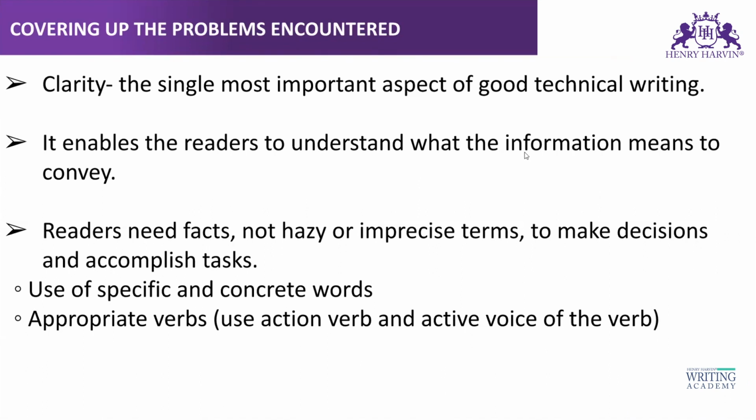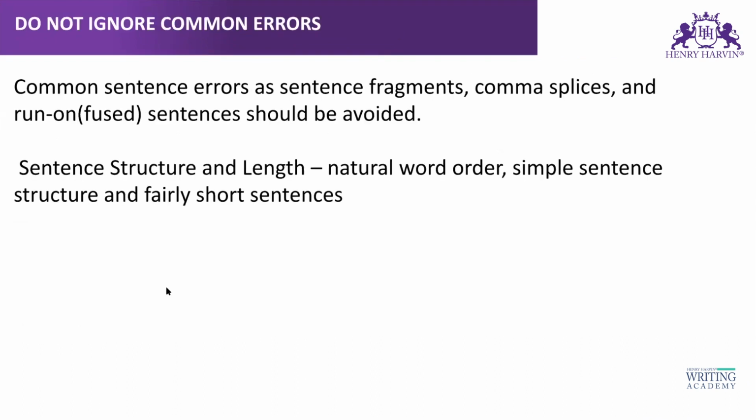There could be instances wherein you wanted to inform the customers, but the kind of information or sentences you wrote made the sentences very complicated, so people didn't understand. That's why we need to make sure that whatever information we want to give to the customer, he's getting that. Okay. Readers need facts, not hazy or imprecise terms, to make decisions and accomplish tasks. How can we do that? Use specific and concrete words, very important, and appropriate verbs. Whatever action words you are using also need to be simple.